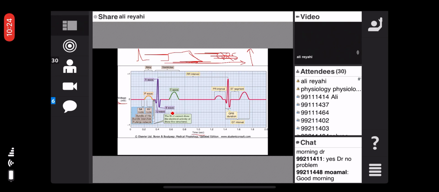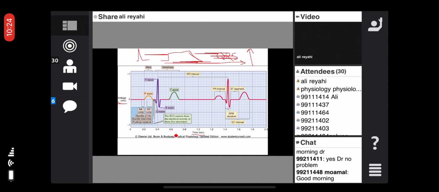So in the ECG, we have P, QRS complex, and T. P is due to the depolarization of both atria. Q, R, and S are due to the depolarization phase of the ventricles, and T is due to the repolarization of the ventricles. Please note that there is no record of the repolarization phase of the atria in the normal ECG because it is masked or hidden by changes in the QRS complex.